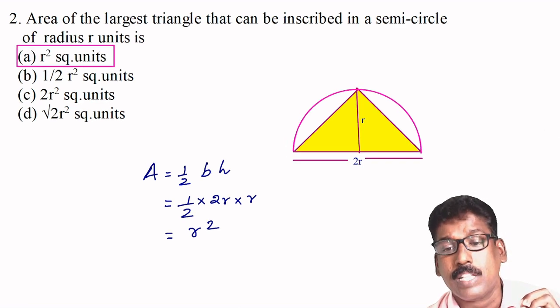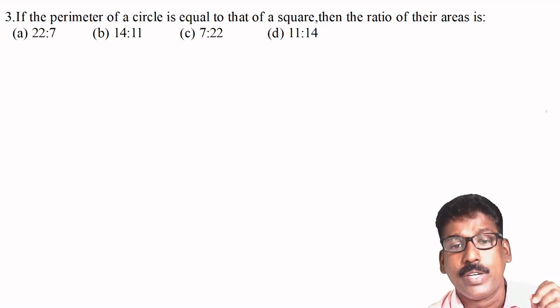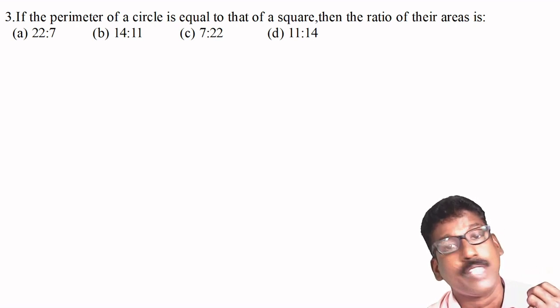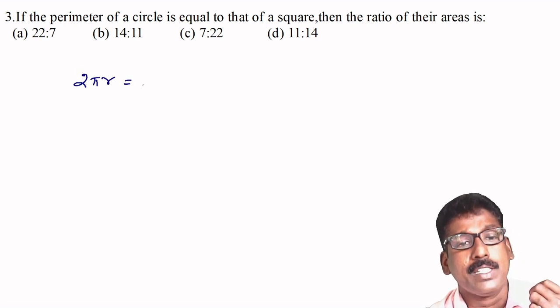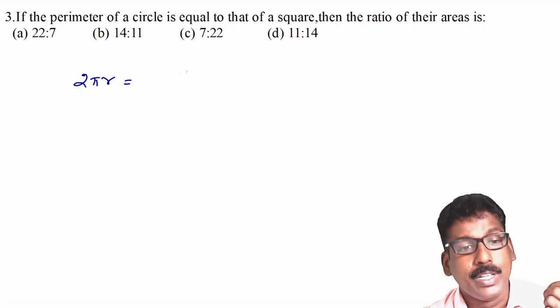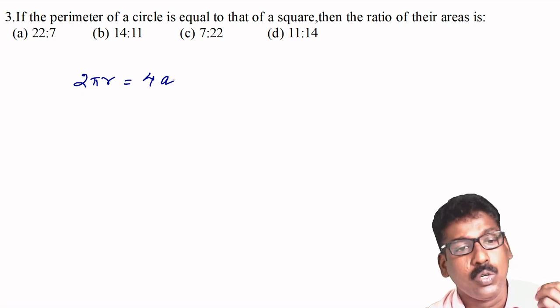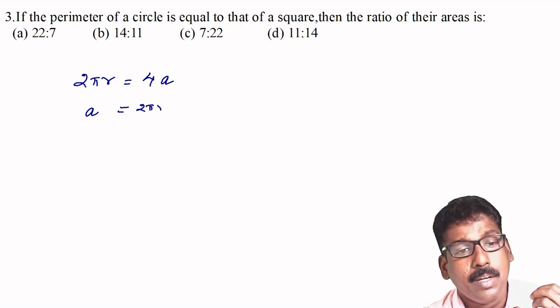Now let us look at the next question. Here, if the perimeter of a circle is equal to that of a square, then the ratio of the areas is, here you want to find out the ratio of the areas. The condition is perimeter of the circle. Let r be the radius, so perimeter we can write as 2 pi r, is equal to perimeter of a square. Yes, it is a square of side a, perimeter is equal to 4a. From this you can find out the value of a. a is equal to what? 2 pi r by 4. So it is pi by 2 r.